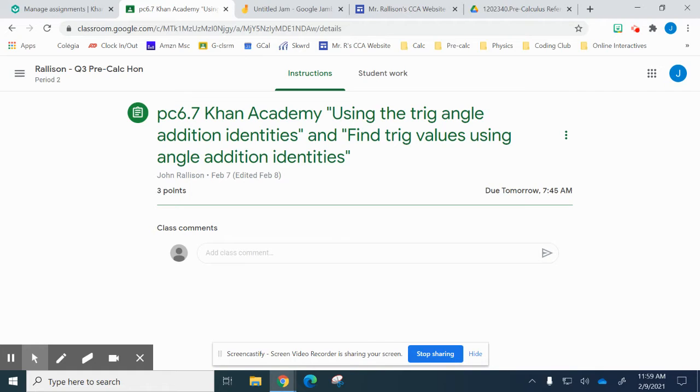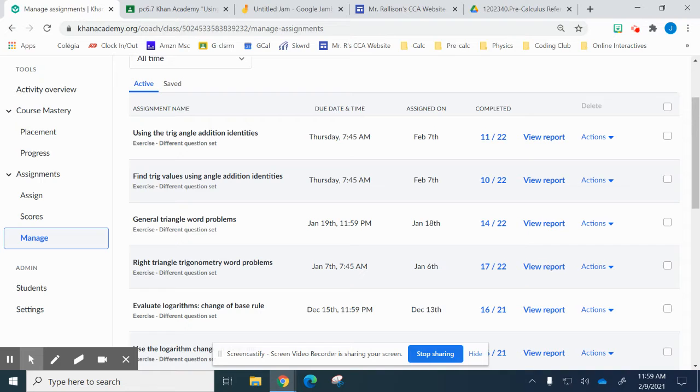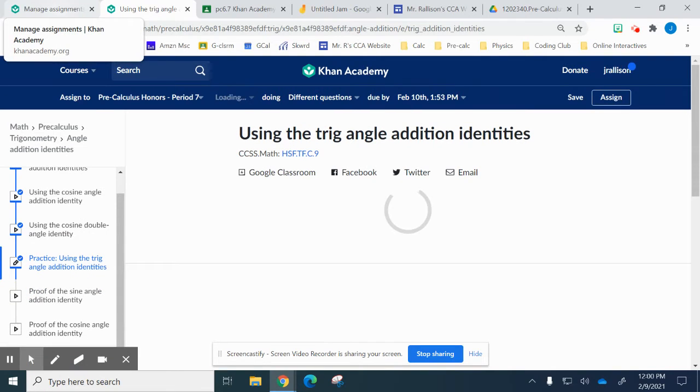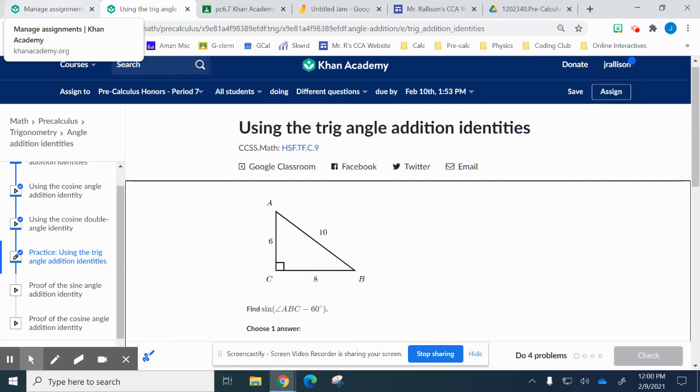So we got using trig angle addition identities and finding trig values using angle identities. So the first one, using trig angle addition identities. And we'll just solve a couple of them for you. And hopefully this will be helpful.